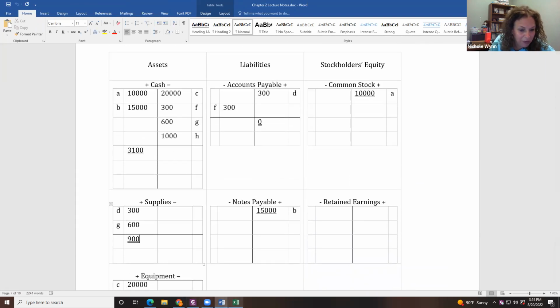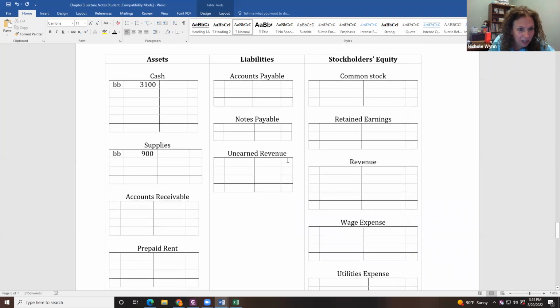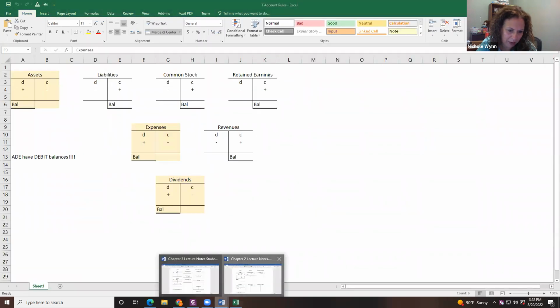Notes payable is 15. So I'm going to come over here and I'm going to go to notes payable. I'm going to put 15. Now notice I put it on the credit side. Make sure you're putting it on the proper side. Now, when I'm using my words, I'm always careful because I say make sure you put it on the right side, but sometimes it's actually on the left side, right? Because assets are left. And so liabilities begin on the credit side, which is the right side. Okay, sorry, back over here.